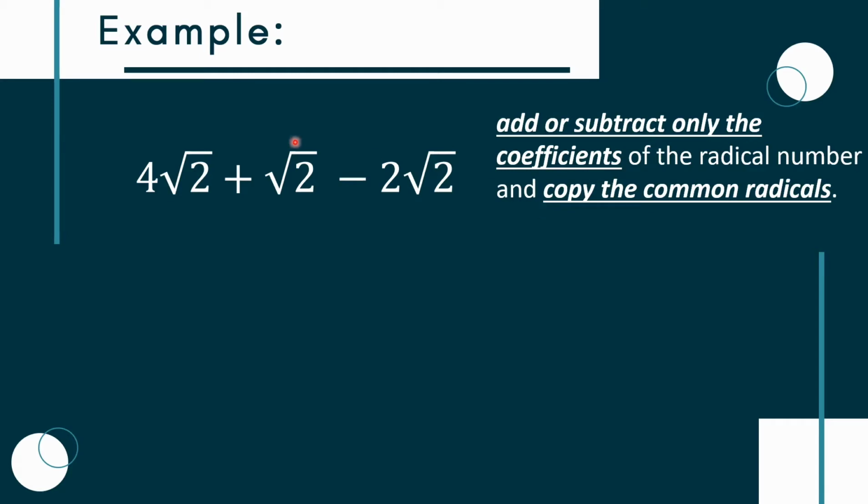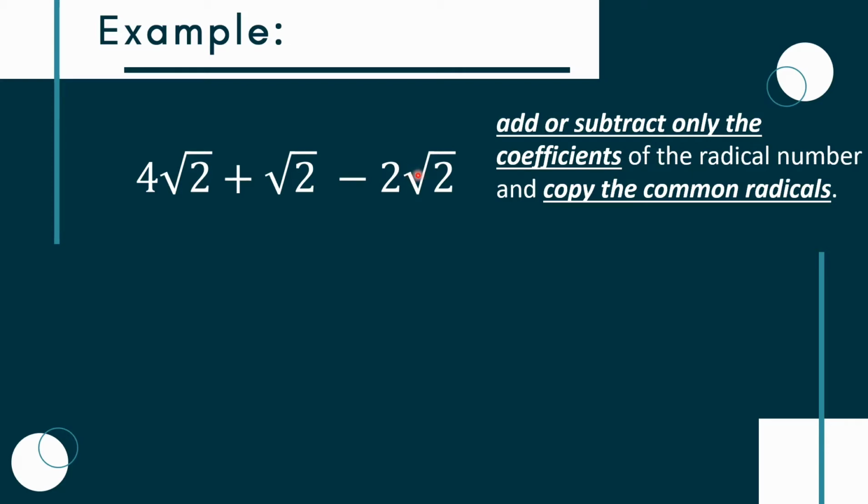So, let us determine first if they are similar radicals. Similar radicals ba siya? 4 square root of 2? Square root of 2? And 2 square root of 2. Okay, yes, definitely. Why? Kasi yung radicand natin pare-pareho siya na 2. How about their indices? Okay, pare-parehas din tayo ng indices. So therefore, they are similar radicals.